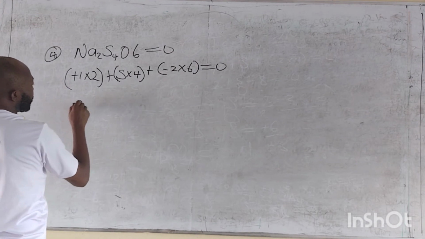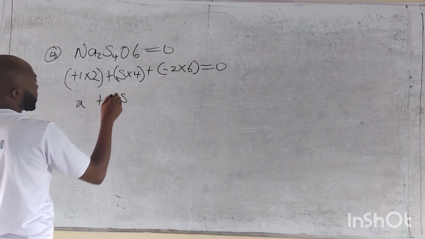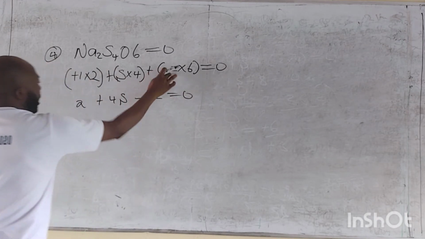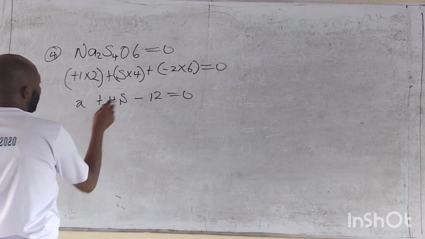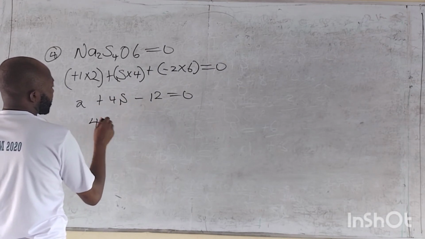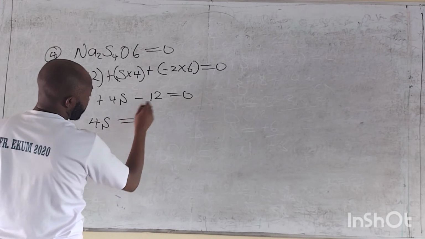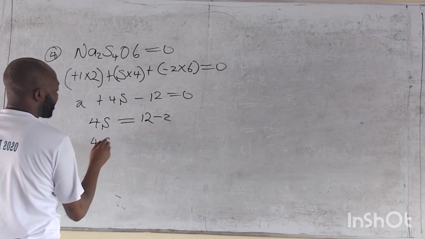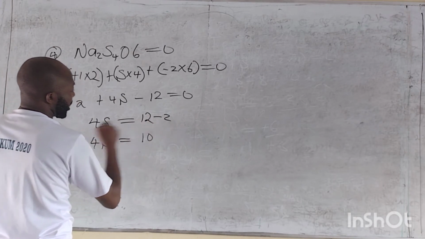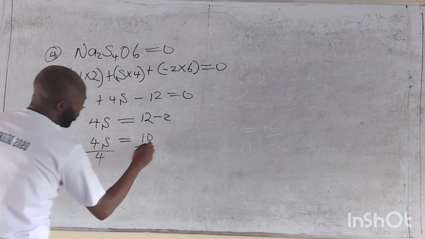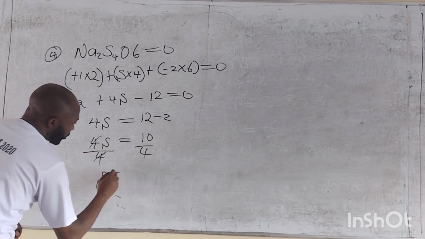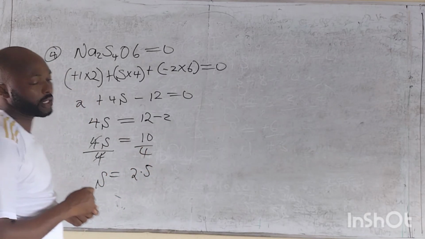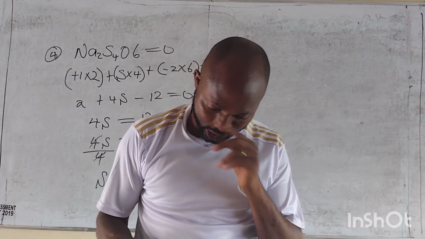Now this is 2 plus 4x minus 12 equals 0. Plus times minus is minus. So I have 4x. This crossover becomes plus 12. This crossover becomes minus 2. 4x is equal to 10. Am I right? Yes. Divide both sides by 4. Cancel this. I have sulfur is equal to 2.5. Let's proceed. We'll solve like 3 more before we move on.